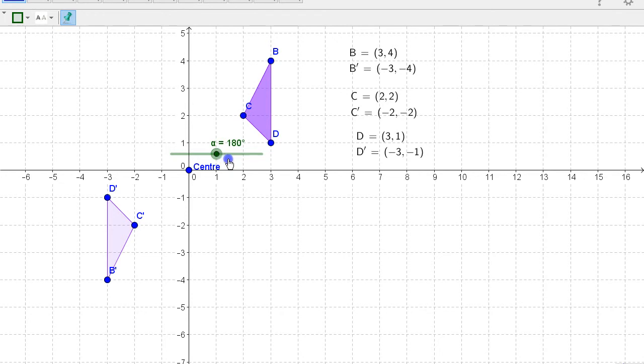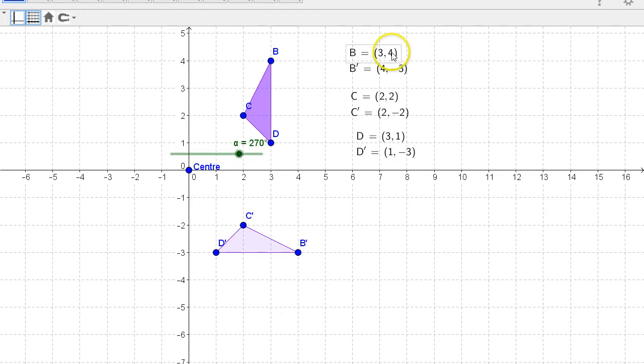Okay. So again, here's the computer showing you how to do that. So here's 270. Not only do we switch both from 3, 4 to 4, 3, but the old x was 3. Now the new y, which should be 3, is actually -3. 2, 2 doesn't look any different because you just swapped the same numbers, but switch the new y to negative. 3, 1 becomes 1, -3.